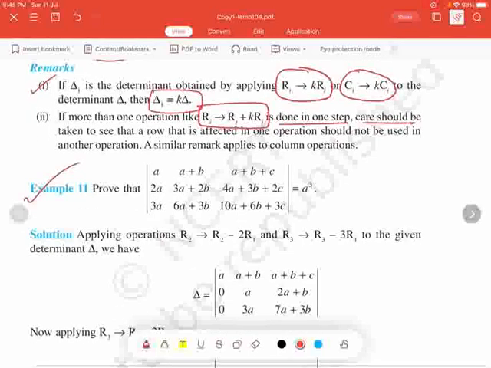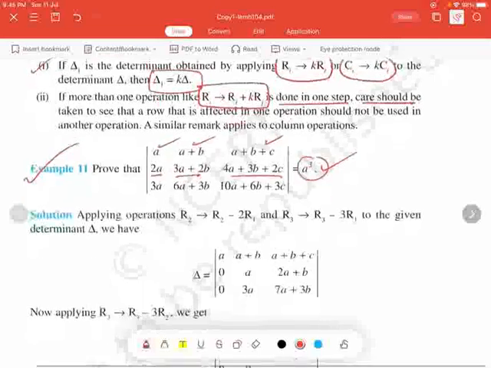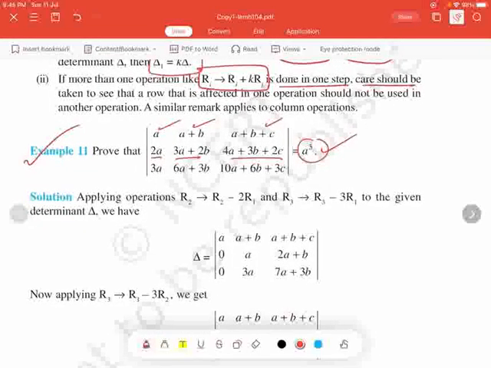Here this is example number 11. A plus B and A plus B plus C, 2A. We have to prove that this is equal to A cube. So we have to use the properties of determinant to solve it. First of all, our main target is to make maximum zeros in the determinant. So R2 is R2 minus 2 times R1 and R3 is R3 minus 3 times R1. Here R1 is not affected.